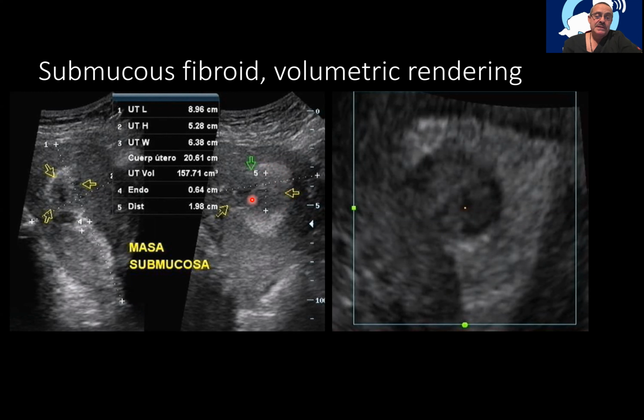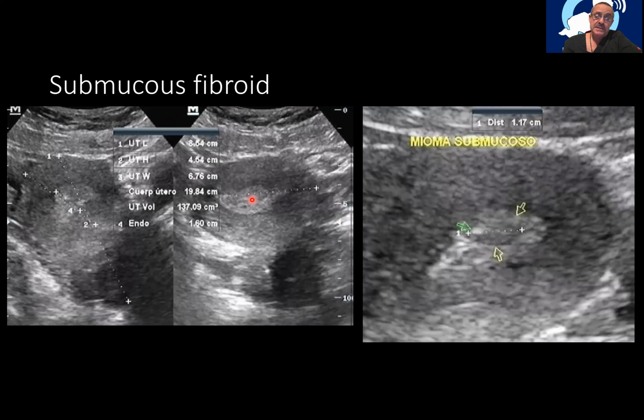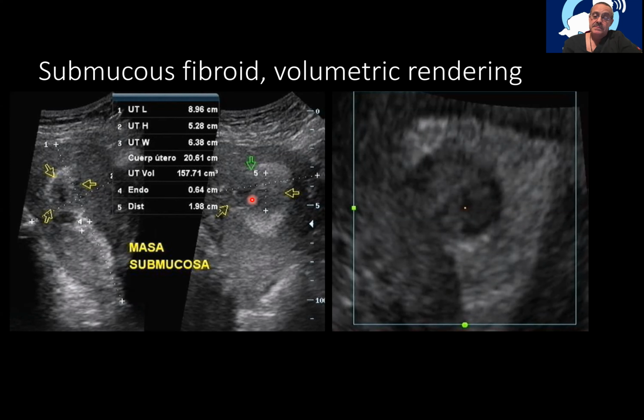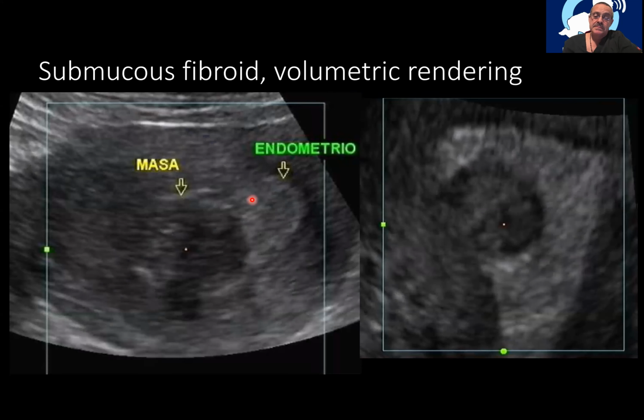Submucous fibroid. Not easy to see. Same, hysteroscopy. The final diagnosis and treatment will probably be during hysteroscopy. This is the mass, zooming in on a 3D rendering. This is the mass.